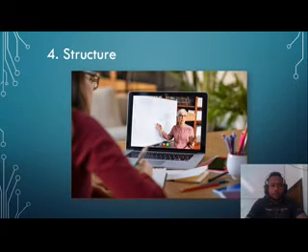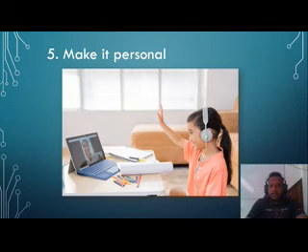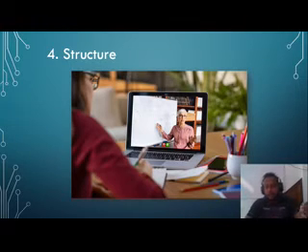And the next point, number five, is make it personal. Okay, but before going to that, I have some suggestions for this structure: you can divide your lesson plan into three parts. The first one is the warm up, the second one is the lecture, and the third one is practice. So you can do warm up activities at the beginning of the class, and next the lecture, and in the last part you do the practicing part.